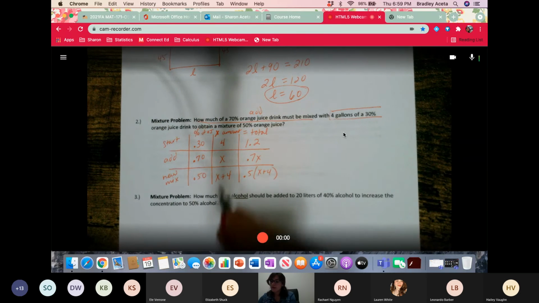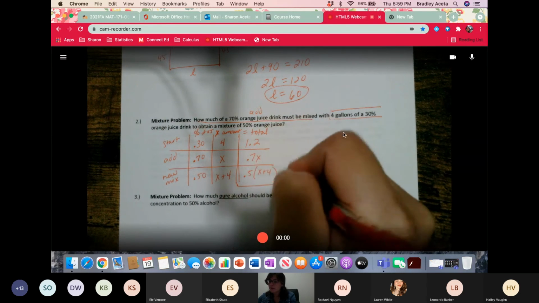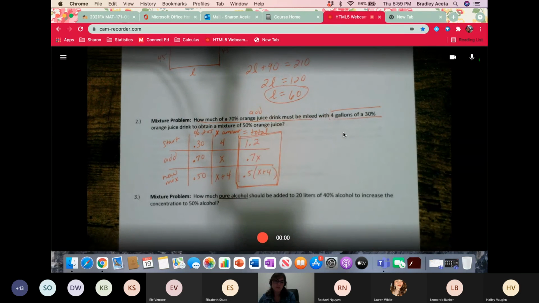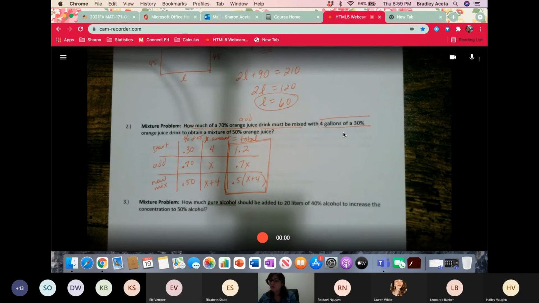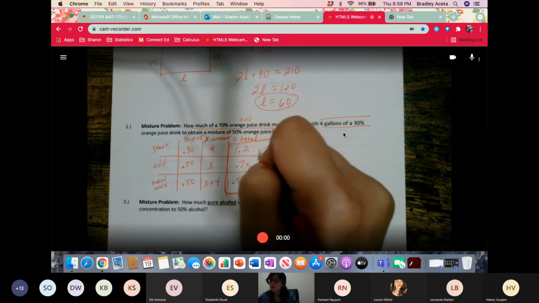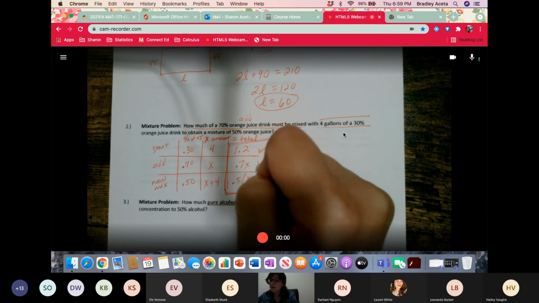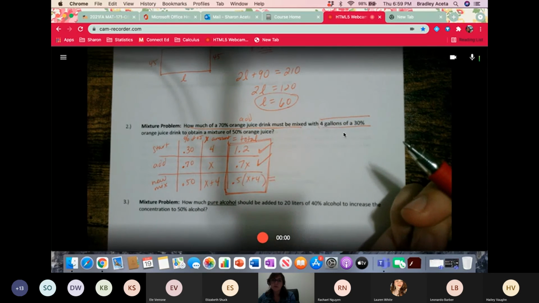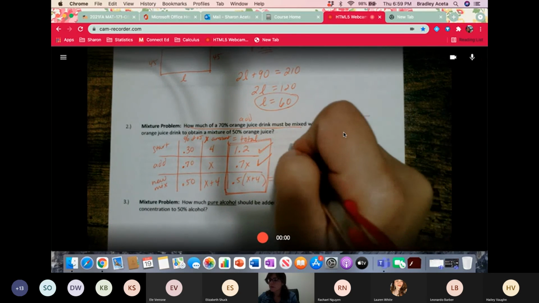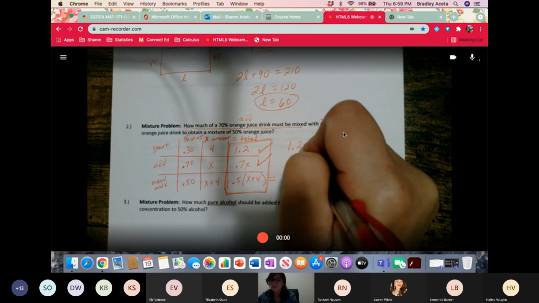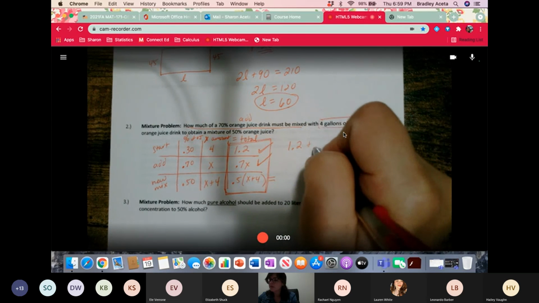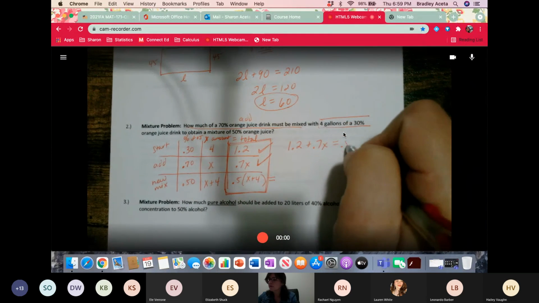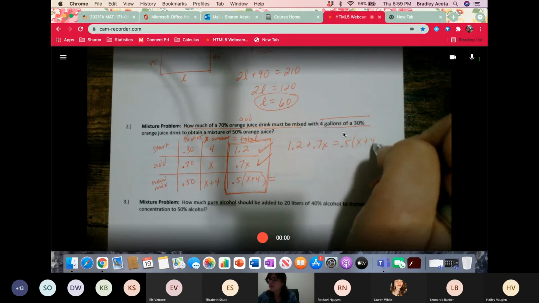Okay? This total is where you're going to write your equation. And your equation is what you start with and what you added equals the new mix. So I had 1.2 plus 0.7x equals 0.5 times x plus 4.